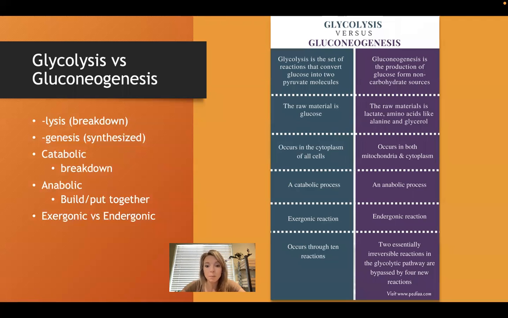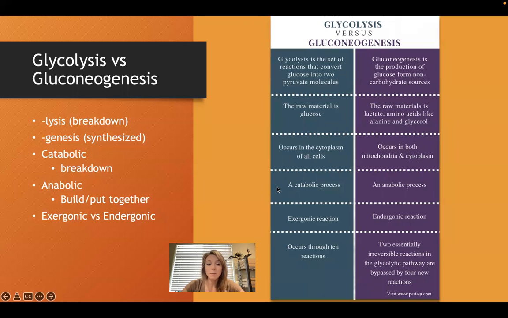So we have catabolic reaction. Let's look at this first. We have glycolysis versus gluconeogenesis. Glycolysis is on the left, in this blue teal color. Gluconeogenesis is in our purple. Glycolysis is the set of reactions that convert glucose into 2 pyruvate molecules. We've discussed that quite a bit at this point. It uses the raw material glucose and occurs in the cytoplasm of the cells, whereas gluconeogenesis occurs mostly in the liver.